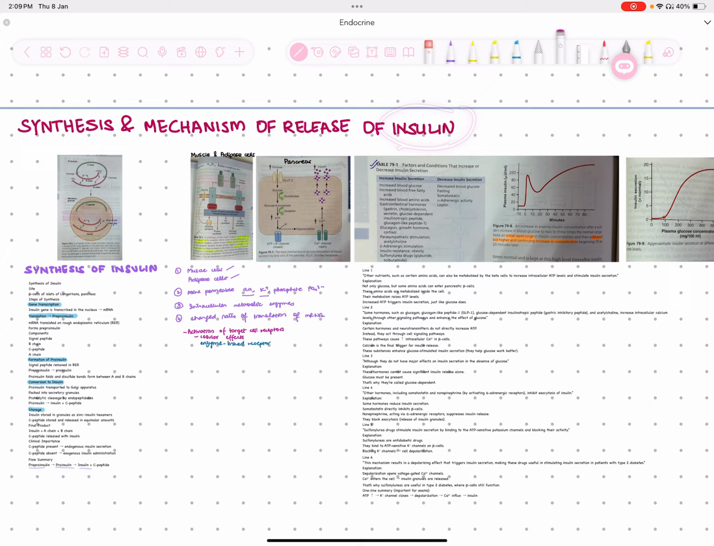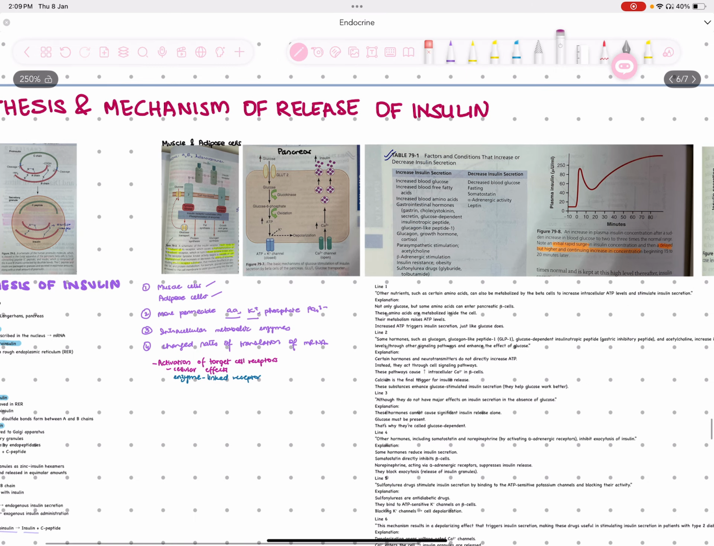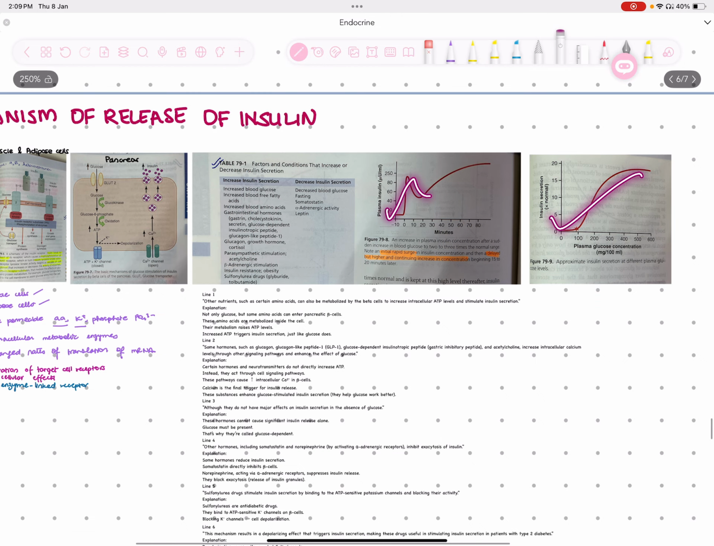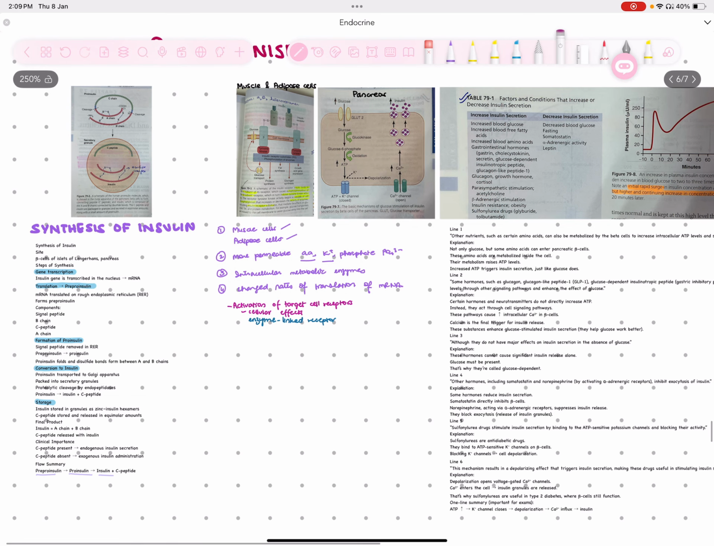Hi everyone, today we're going to look at a very important hormone, which is insulin, and we're going to talk about the synthesis and mechanism of release of insulin. First of all, we're going to deal with the synthesis of insulin, then we're going to look at the insulin receptor and what cellular changes it brings about. Then we're going to talk about the mechanism of release of insulin, and we're going to look at two graphs right here. So first of all, the synthesis of insulin.